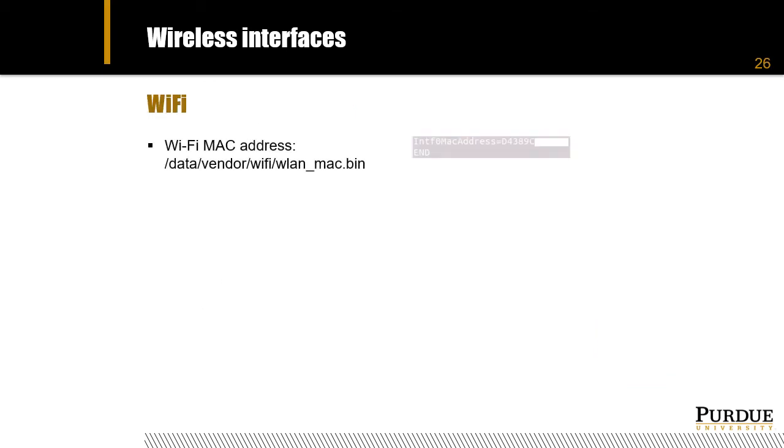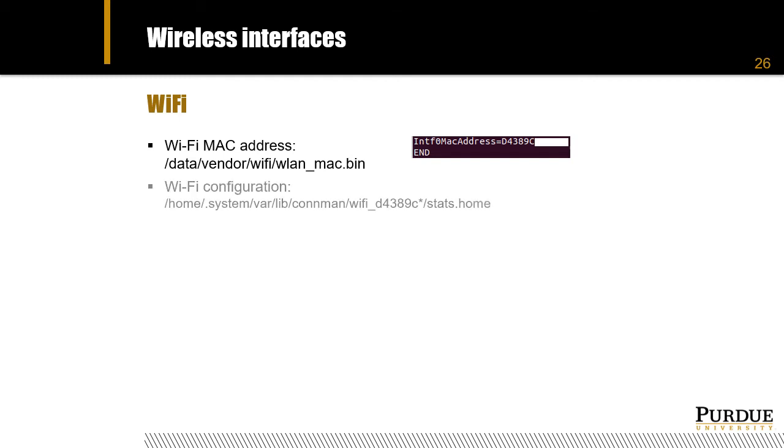The Wi-Fi MAC address can be found in the /data/vendor/wifi/wlan_mac.bin file. All configuration pertaining to the device will be stored in the Connection Manager directory in a subdirectory named after that MAC address. To be more precise, the name will be wifi_MAC address and then some additional data which is specific to the network that the device is connected to.